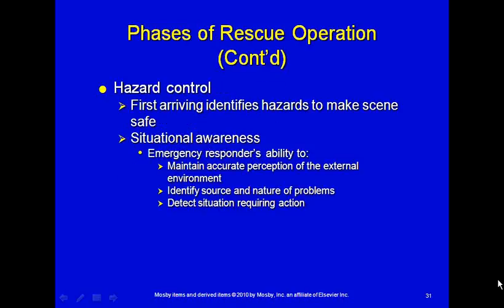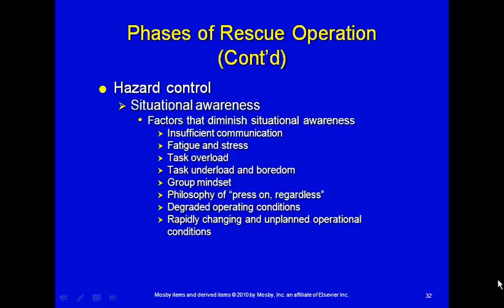As far as hazard control goes during a rescue operation, the first arriving person identifies the hazards or attempts to identify what the hazardous material is and to make the scene safe. We use a term called situational awareness, and that refers to the emergency responder's ability to maintain accurate perception of the external environment and to identify the source and the nature of problems, as well as to detect situations requiring action.